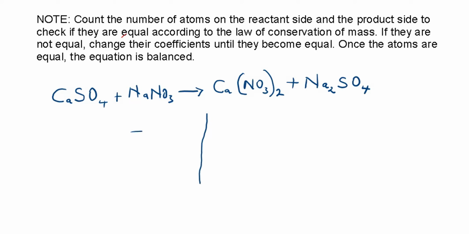Now, as usual, let's make our table. We call here reactant. We call here product. We check for the number of atoms and make sure that they are the same, both in the reactant and the product side. Law of conservation of mass. Now, let's write them out one after the other. So we have Ca is equal to 1.